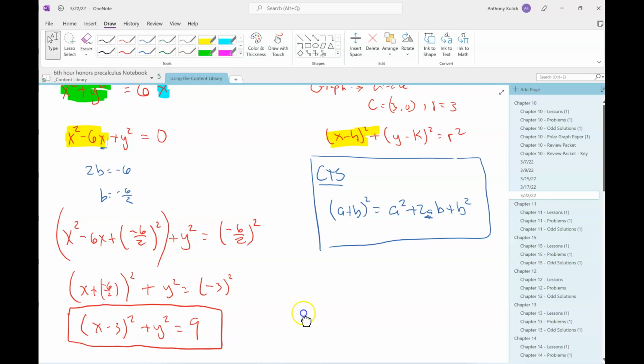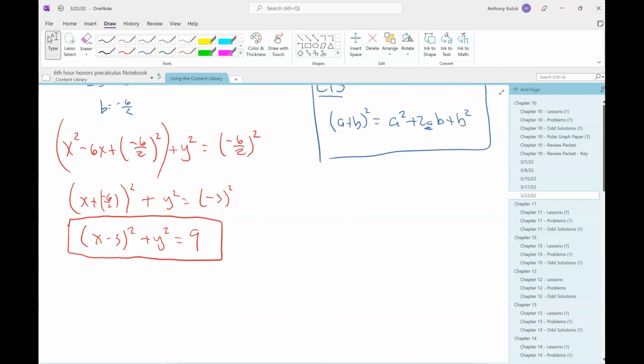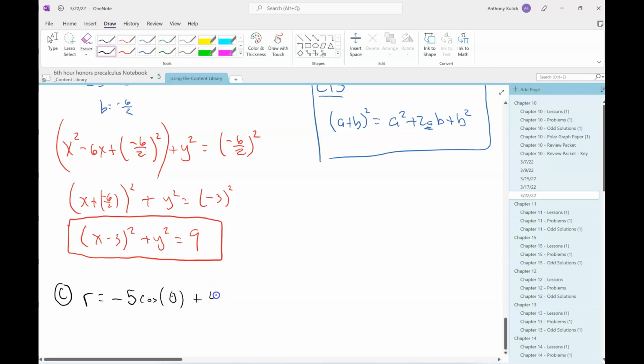Okay, let's do one more. Mr. Kulik, does it get harder than this? I mean, not really, but this would be the worst case scenario right here, which I don't really think is much harder than the previous situation we just did, but whatever.